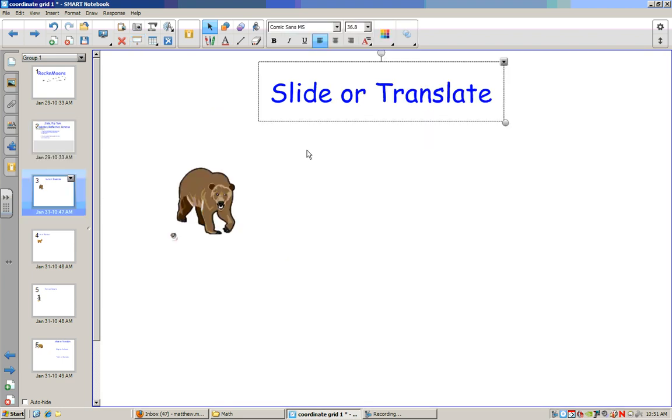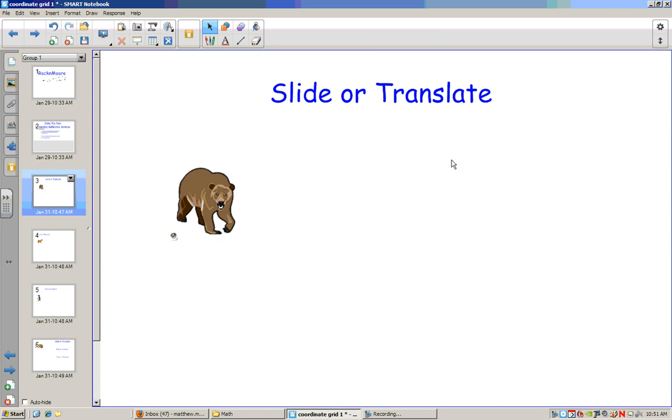And remember, like our first one, we have slide or translate. They mean the same thing. Sometimes you're going to be asked, hey, can you slide this object? Sometimes you're going to be asked, hey, can you translate this object? But that's going to mean the same thing. And simply put, what slide or translate means is an object goes from where it is right now and it just slides over somewhere. It can slide to any spot. This is a slide or translate. This is a slide or translate.